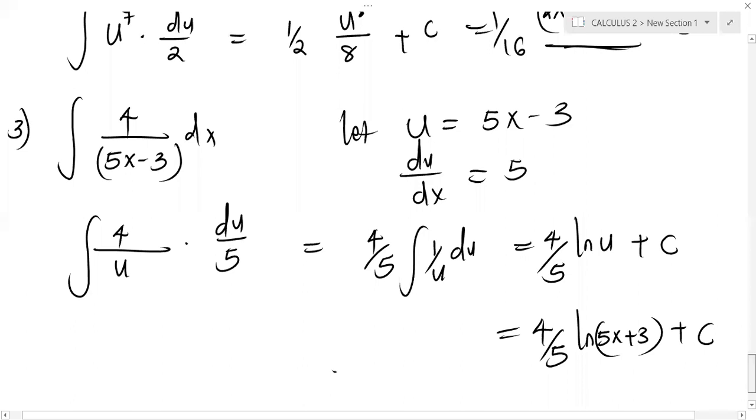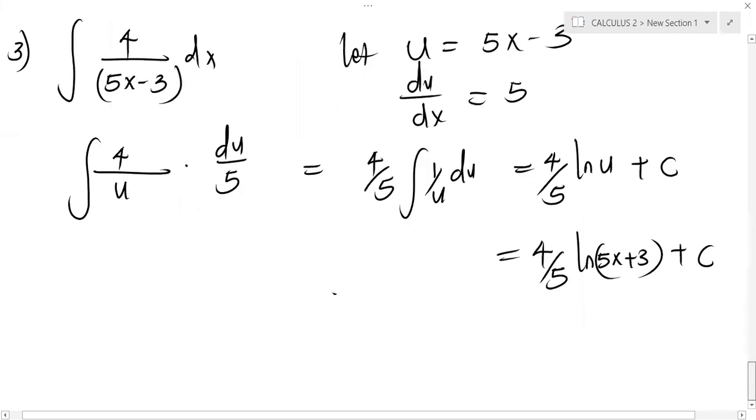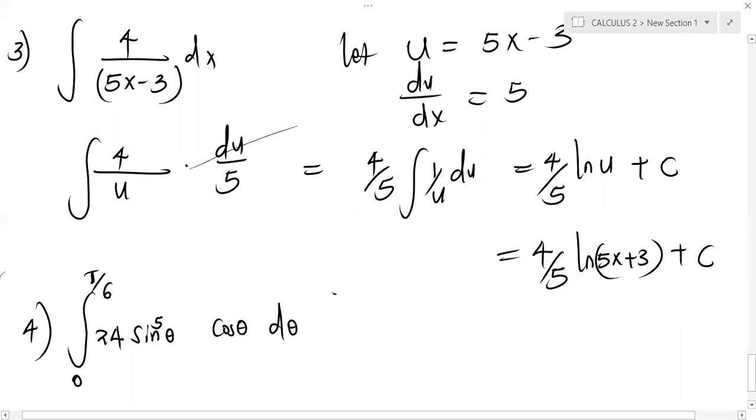Let's take up another example again. Example number 4. So let's have the integral from 0 to pi over 6 of 24 sine to the power 5 of theta cos of theta d theta.